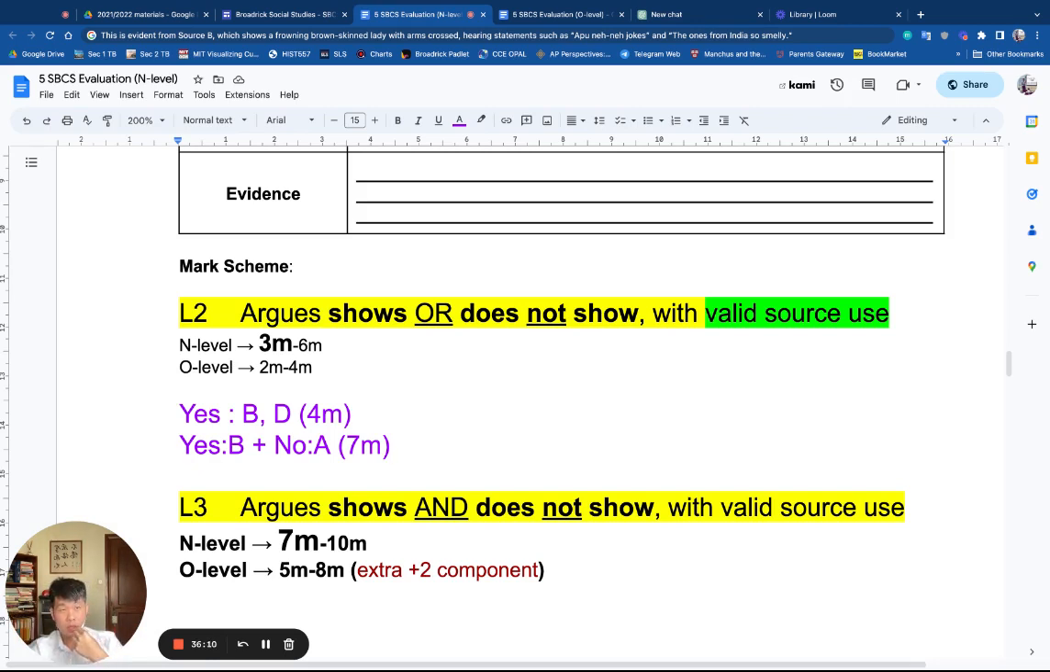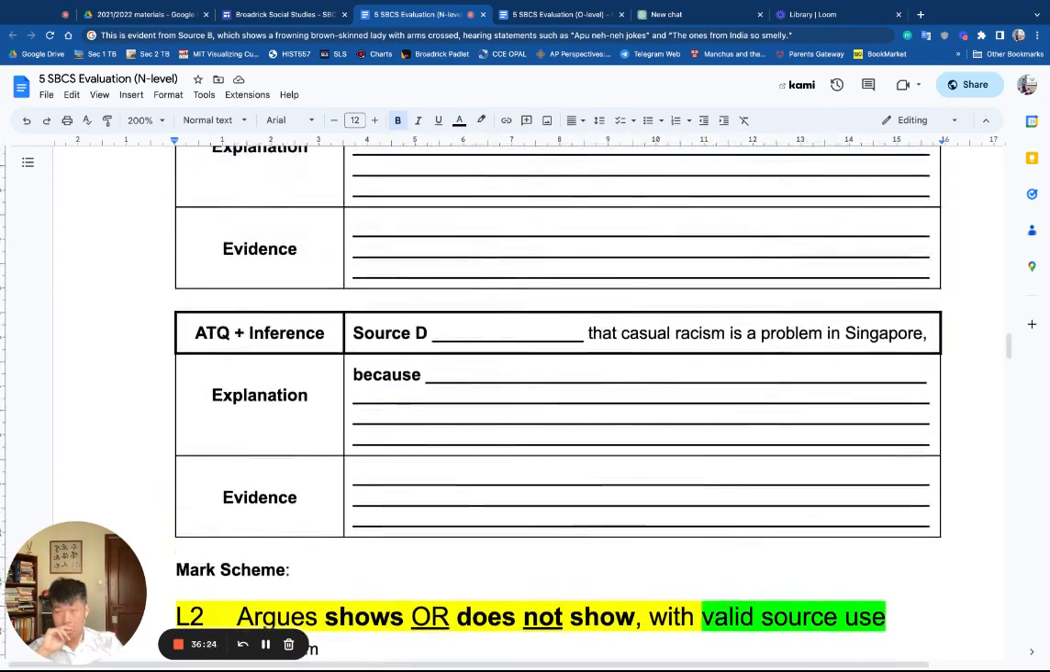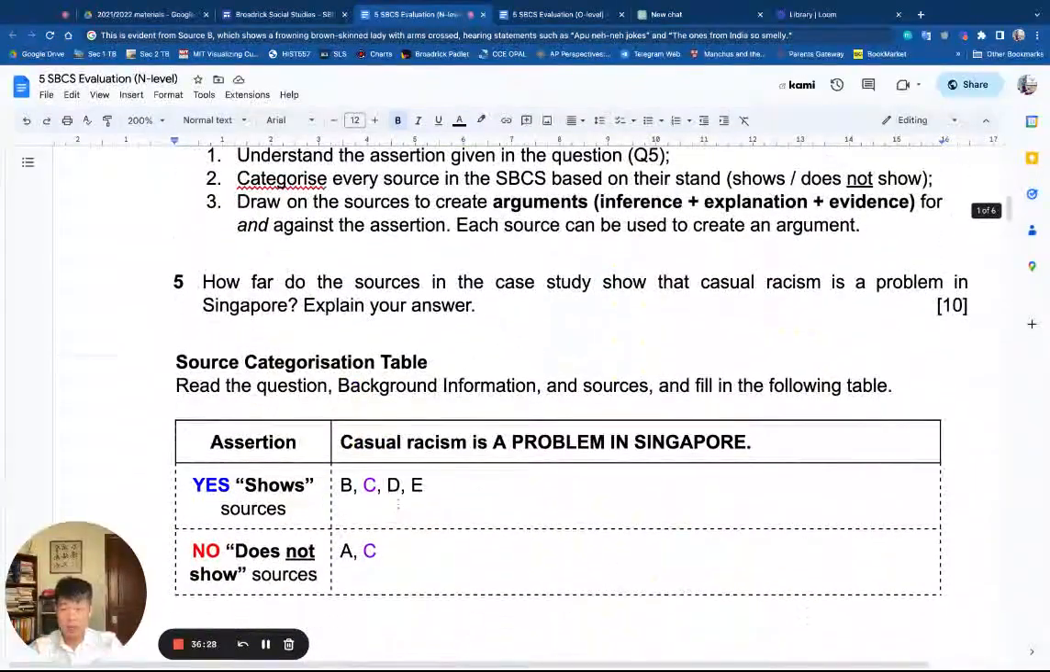So really, you want to make sure you have something on both sides to hit L3 and get 7 marks minimally for N level, 5 for O level. Let me talk about now the categorizing part. Remember that for N level, we said that this source C was on both sides, but I recommended you using it on the no side.